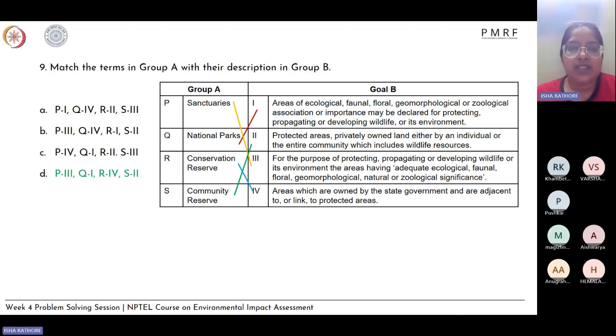Then national parks are areas of ecological, faunal, floral, geomorphological, or zoological association or importance that may be declared for protecting, propagating, or developing wildlife or its environment. So Q matches with 1.